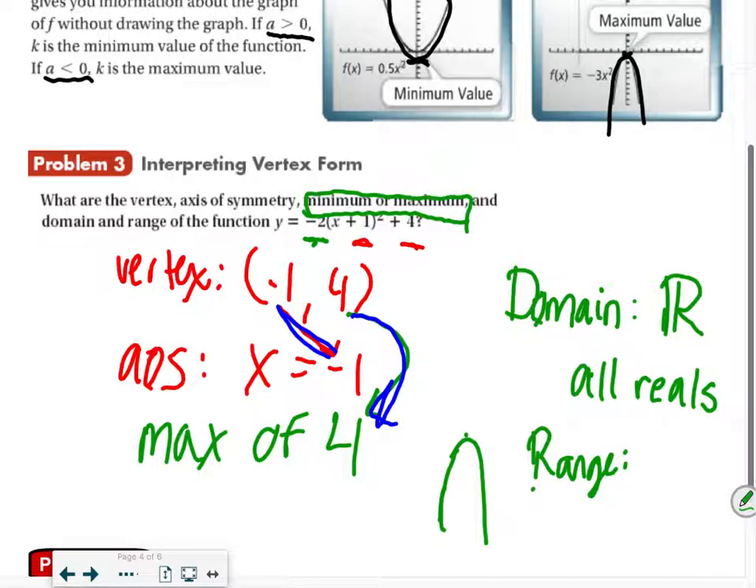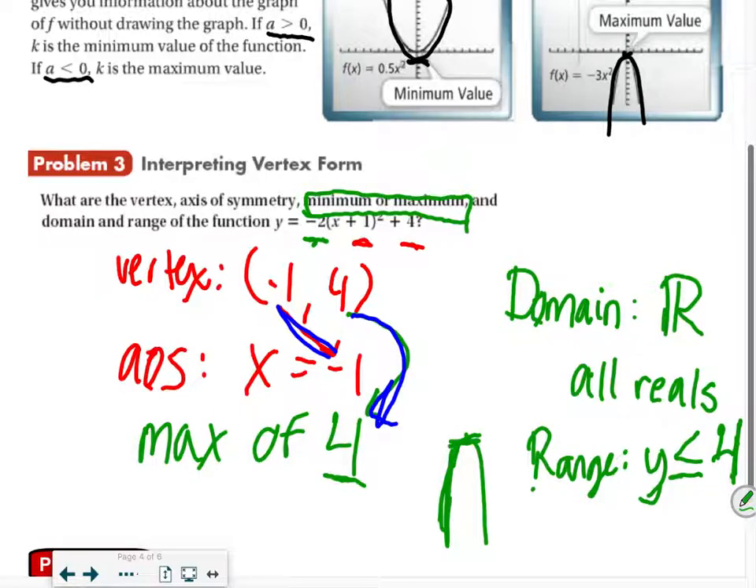Well, I said I had a max, right? So my range has to be less than 4. My y has to be less than or equal to 4. Again, you're pretty much taking the information and stating it in a different way. Wait, wouldn't it be x? No, because domain is x. Oh, because it's your max. Because it's the max. It makes sense now.